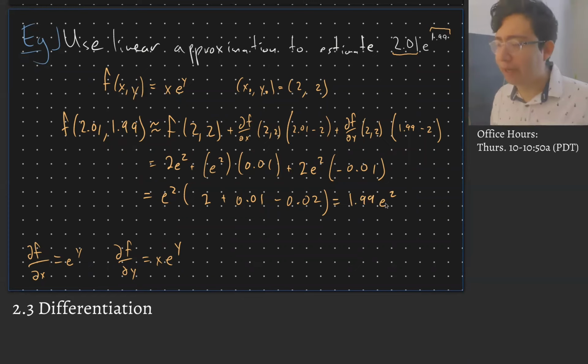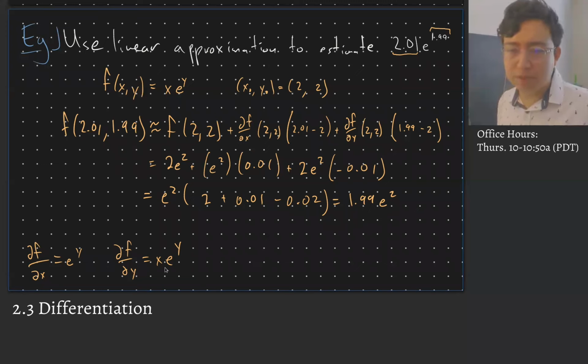The idea here is that e squared is a much nicer thing to compute than e to the 1.99. So we've estimated this in terms of something that's slightly nicer, though there's still this 1.99 hanging around. So still not super nice, but it's nicer than what we started with. Okay, cool. Any questions?